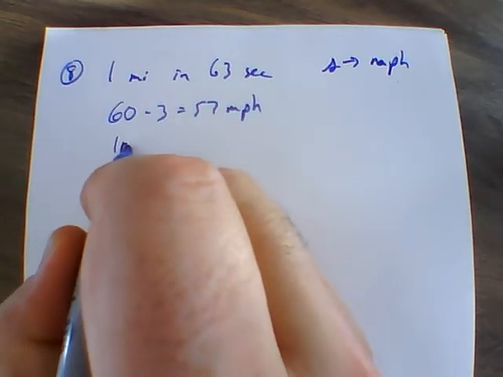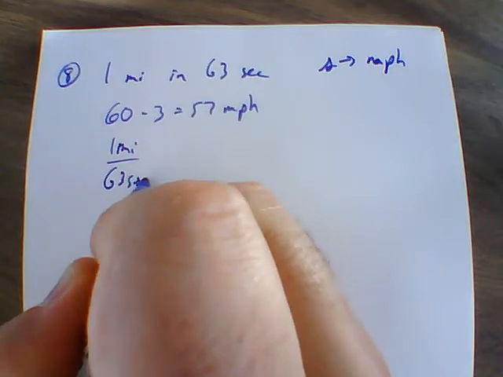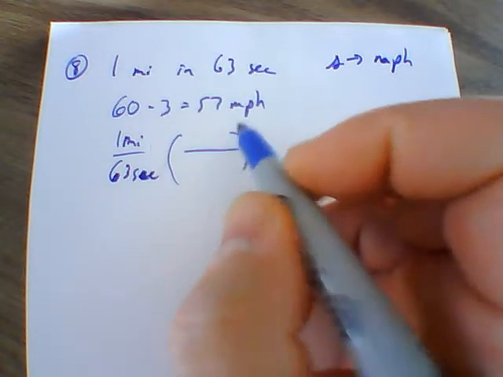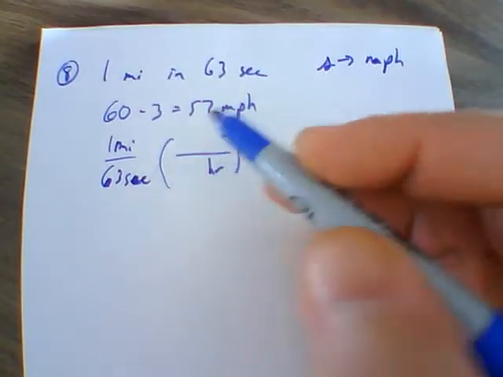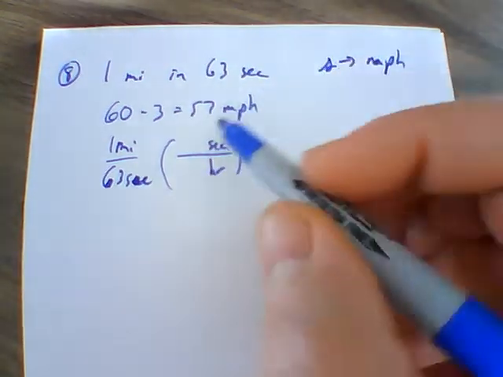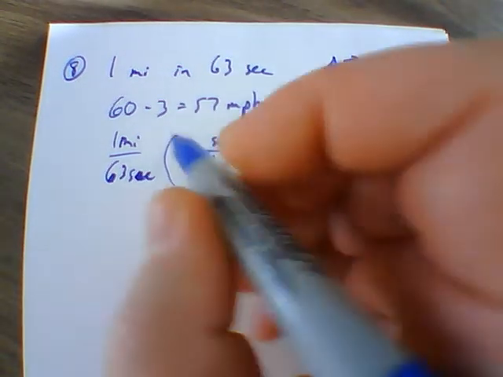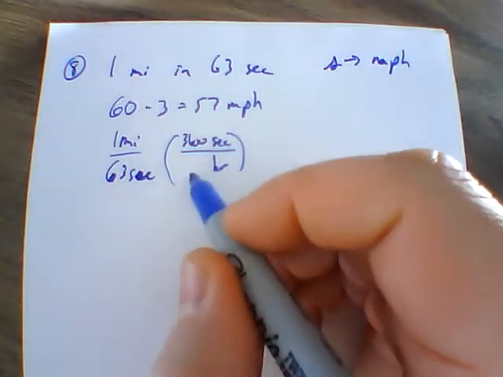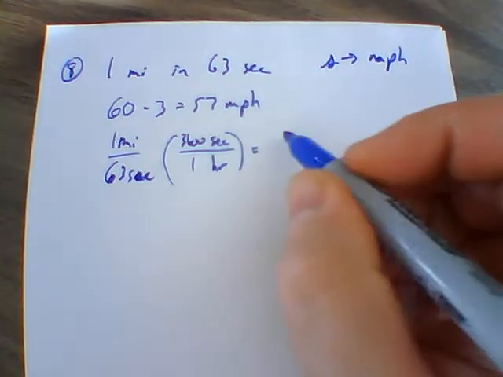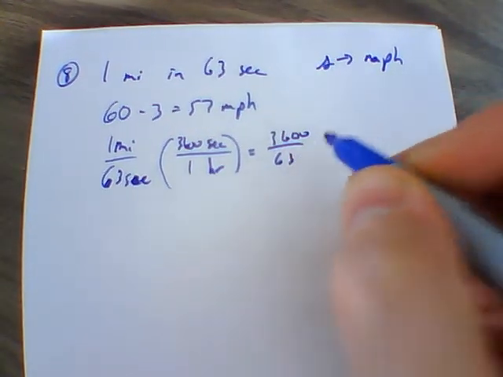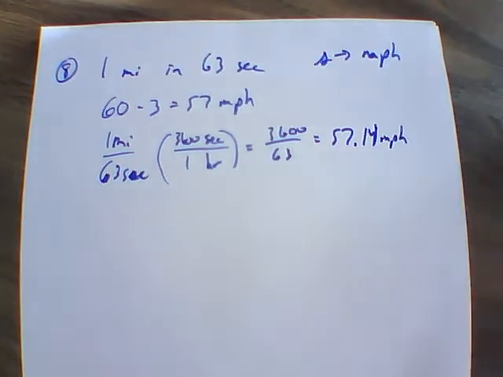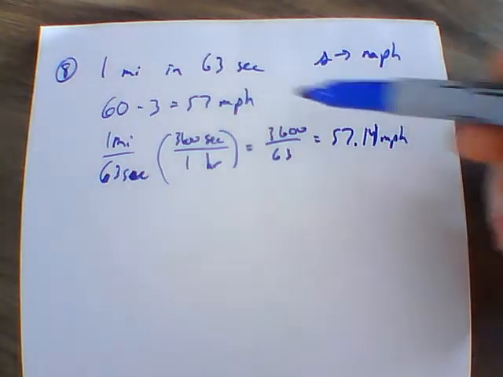Well, if we think about it, we have 1 mile in 63 seconds. So we want to convert this to hours, so we want our miles per hour. So we have to multiply by seconds up here. Now, a direct conversion from seconds to hours is 3,600. So there are 3,600 seconds per hour. If we take 3,600 and divide by 63, we get 57.14 miles per hour. Boy, we're really close.